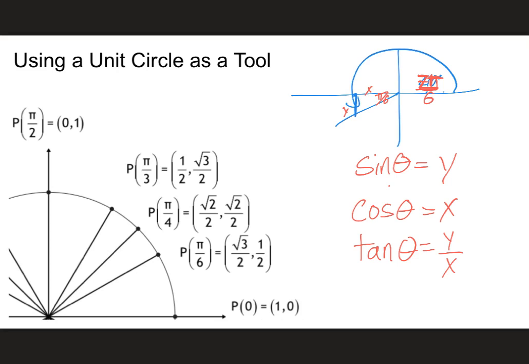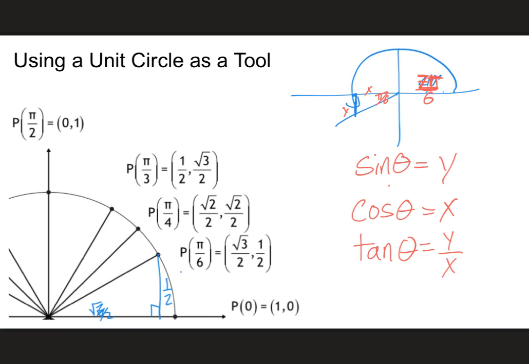So for our reference angle, the point, this is labeled as P of pi over 6. This is our reference triangle. We're given root 3 over 2 and a half as our two values. That means that my x value is root 3 over 2. I don't know why the root 3 didn't show. There we go. And the y value is going to be a half.